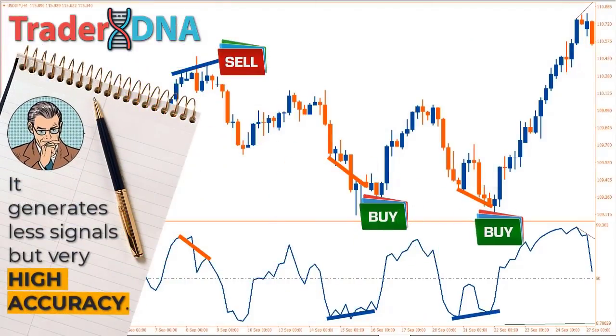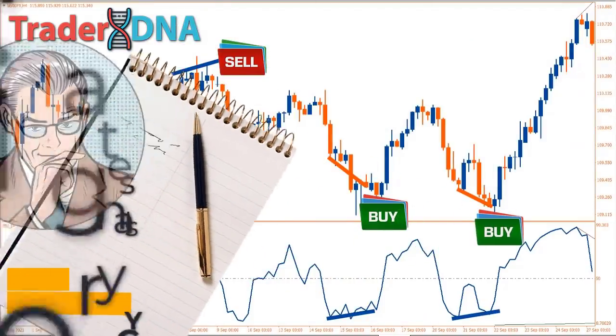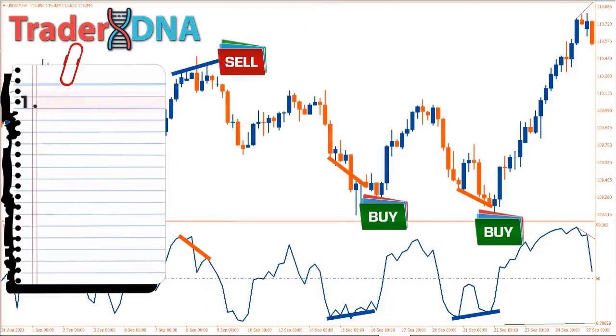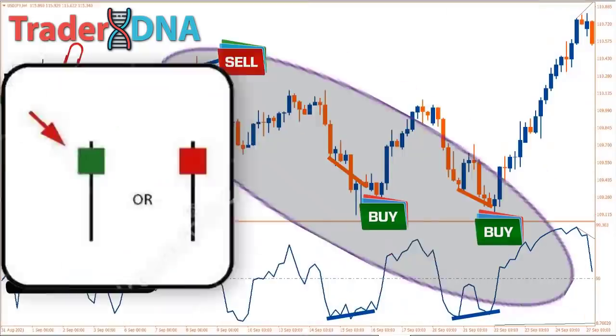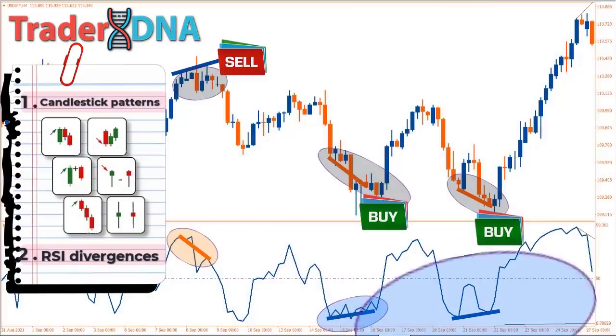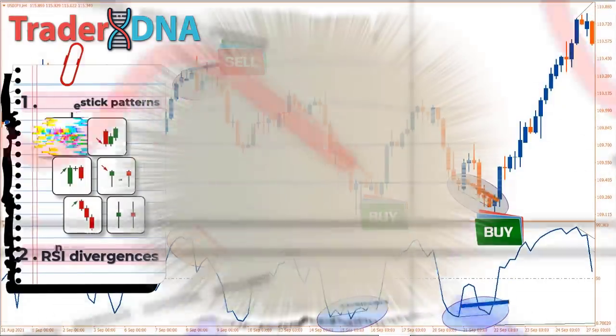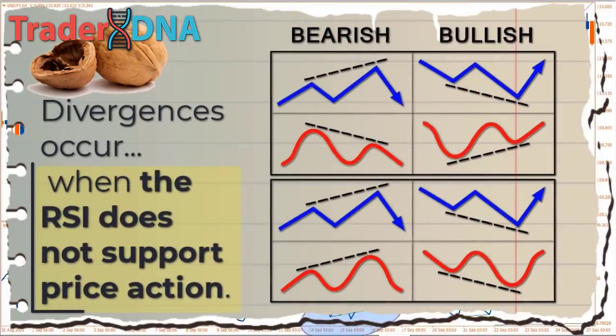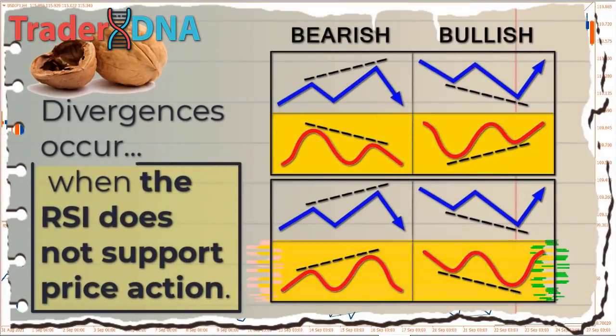And now, in these trade setups, we will look for two features. First, candlestick patterns. Second, RSI divergences. If you are not familiar with the concept of oscillator divergence, no worries, here's a short introduction. In a nutshell, divergences occur when the RSI does not support price action.